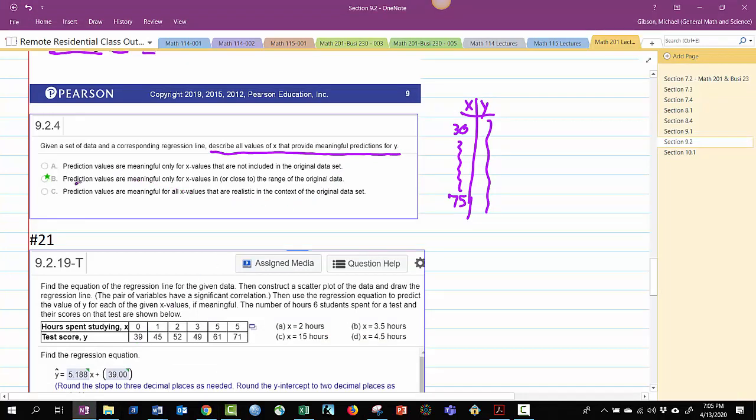So this is what it wants. Prediction values are meaningful only for x values in or close to the range of the original data. In reality, it's going to say "in." Every question it answers on MyLabs Plus, if it's outside the range of the original x values, then it's going to say no, you can't do that. It's just very conservative.